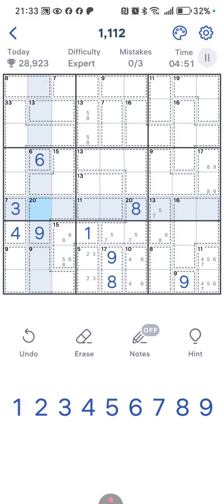So this is 11. Can't be 2 and 9. Can't be 3 and 8. Can't be 5 and 6. This has to be 4 and 7. If that's 6 and 8, this has to be 6 and 8. So, can't be 9, can't be 1 and 8, can't be 3 and 6, can't be 4 and 5. This has to be 2 and 7. 1, 3, and 5 is what goes in here.